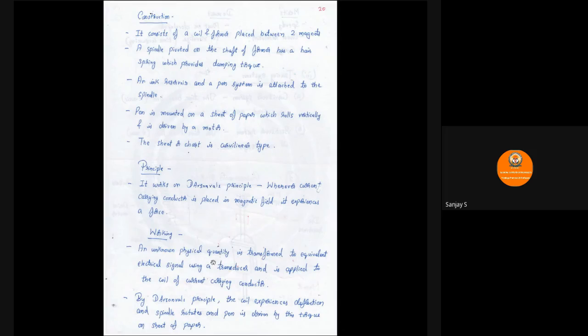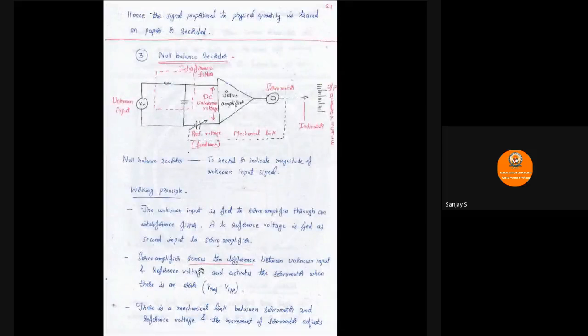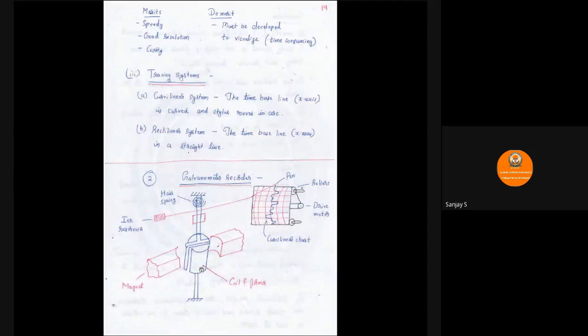So we can also use a transducer here which converts the physical quantity into an electrical signal that can be fed to the current carrying coil. So this finishes the galvanometer type recorder. Let us see some more devices in the next session.